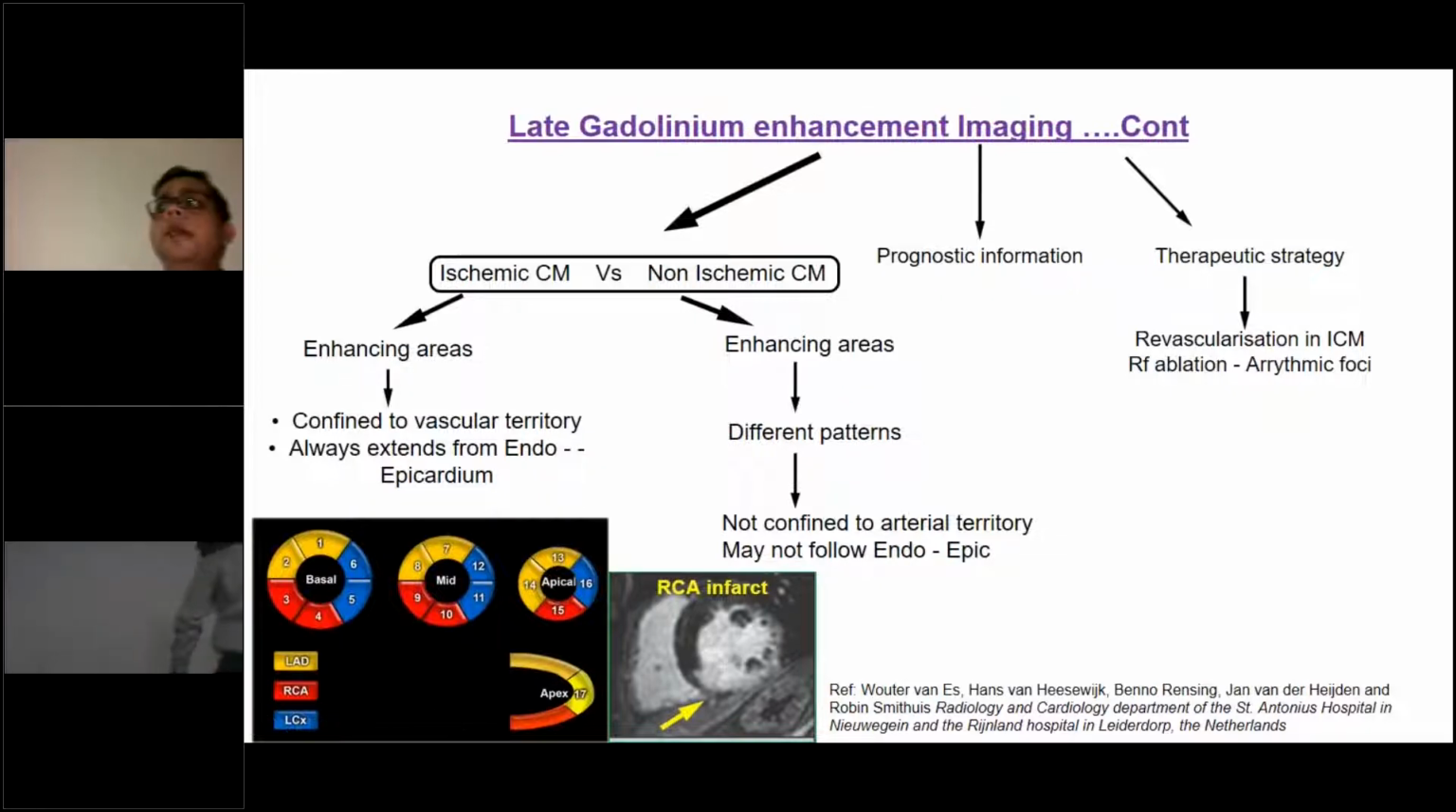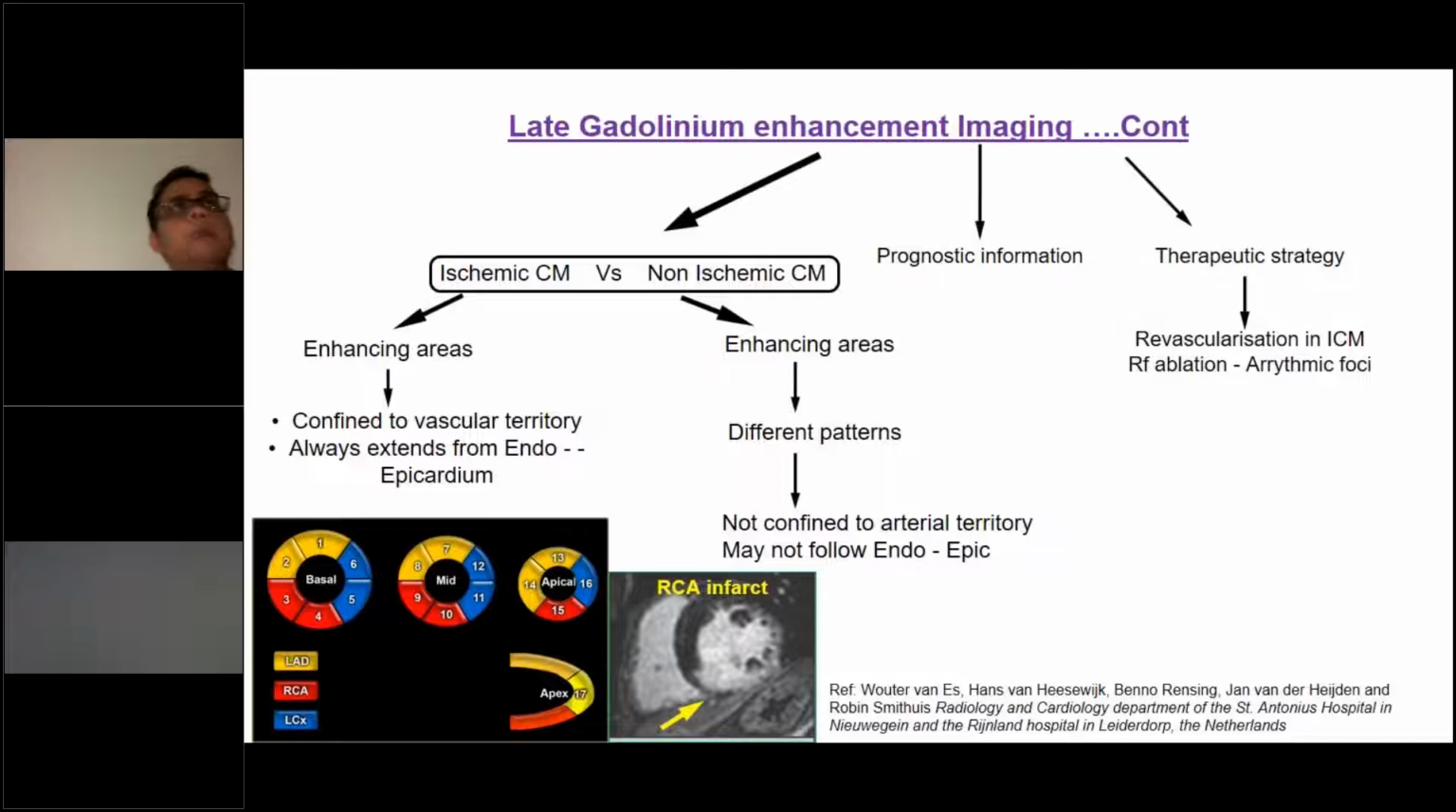On the other hand, in non-ischemic cardiomyopathy, the enhancing areas will show different patterns of enhancement. Like, in a single patient you may see subendocardial enhancement, mid-wall enhancement, and epicardial enhancement. So they will not follow one particular distribution. In addition to that, the enhancing areas will not be confined to one arterial territory. Many of the time they involve multiple arterial territories, which is not seen in cases of ischemic cardiomyopathy. And they may not follow the typical endo to epicardial distribution, which is seen in cases of ischemic cardiomyopathy. It can also help in providing important prognostic information.